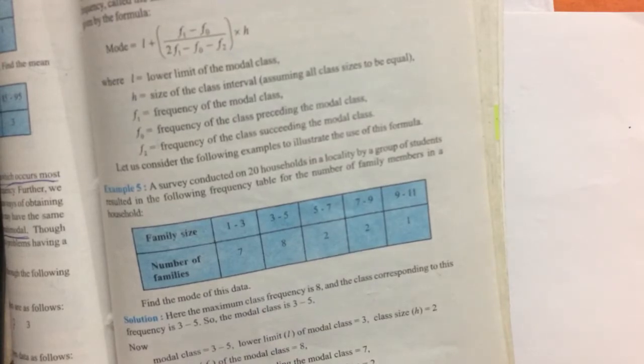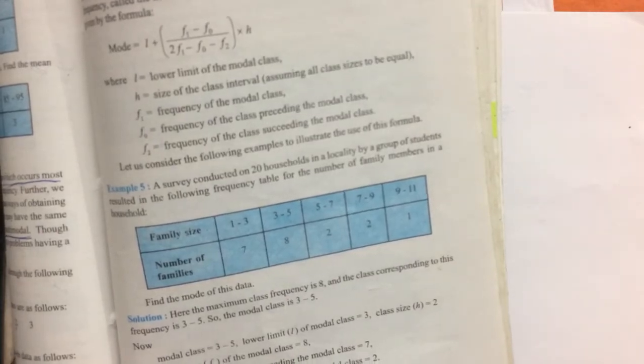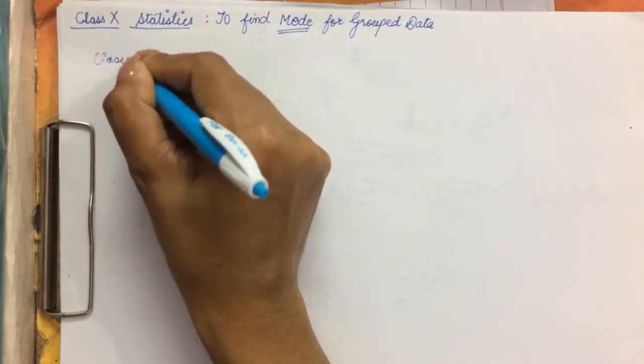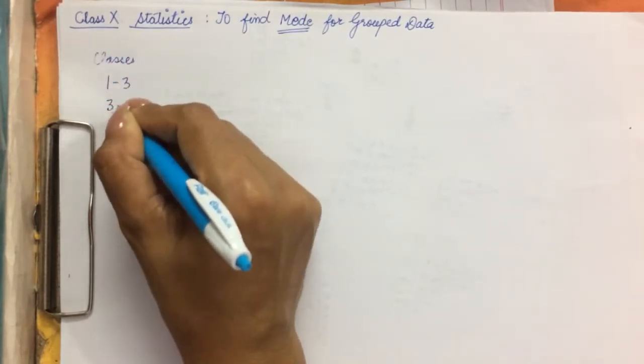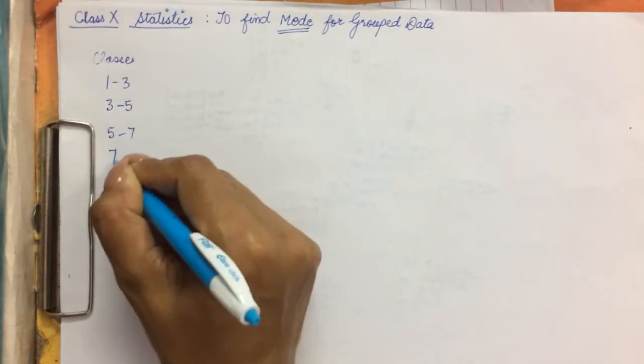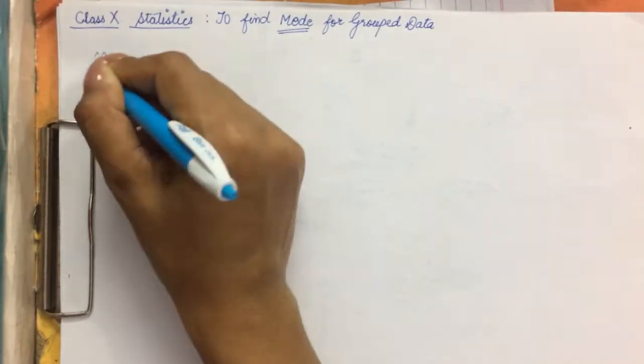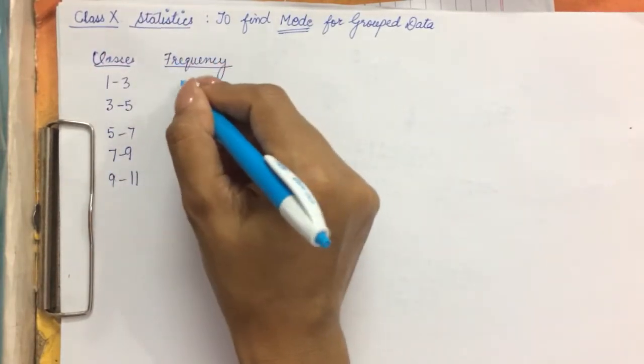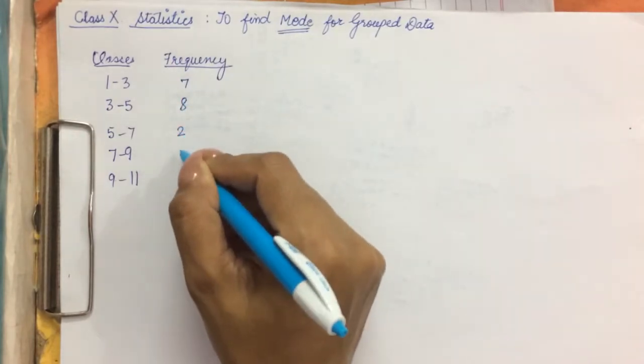So this is now grouped data, the data in the form of class intervals. To find out the mode for this type of data, what we have to do, let's do it step by step. So first of all, I'm going to note down the table, the classes and their frequencies respectively. So the classes given to me are 1 to 3, 3 to 5, 5 to 7, 7 to 9 and 9 to 11. And the respective frequencies are given as 7, 8, 2, 2 and 1.